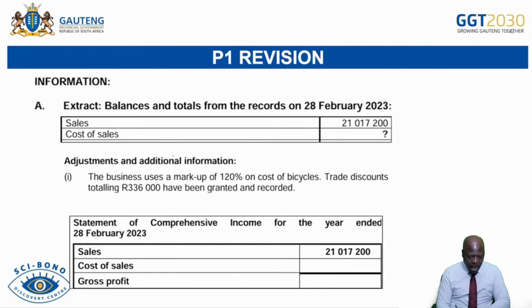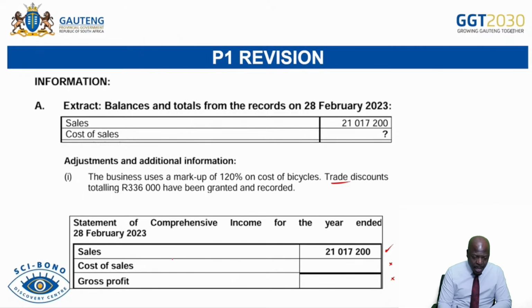So the first one is here. And we are given information and it reads, extract balances and totals from the records on 28 February 2023. And then we have sales and cost of sales. And then we are told information number 1, the business uses a markup of 120% on cost of bicycles. Trade discounts totaling 336,000 have been granted and recorded. This is an adjustment that some of you might have seen before, where you are given the sales amount and you are given trade discount, and you now have to calculate your cost of sales together with your gross profit. How would you do that?